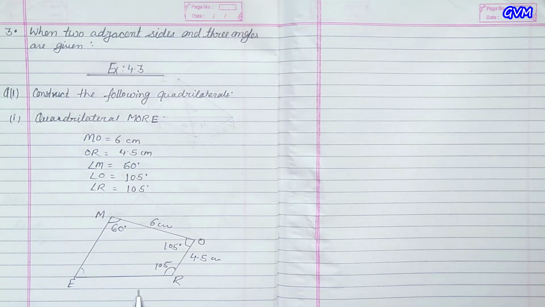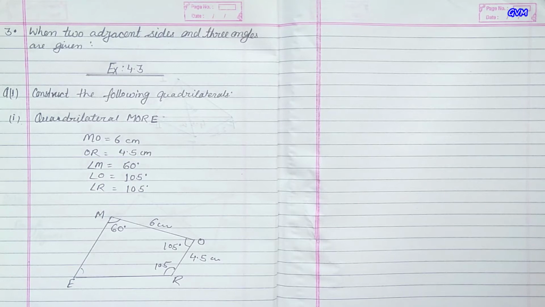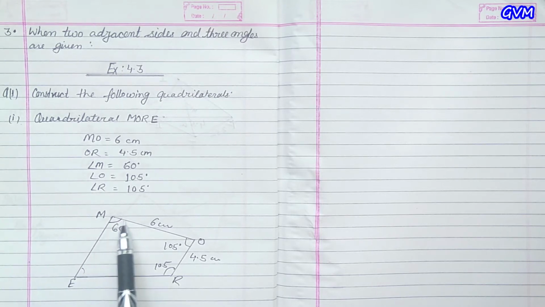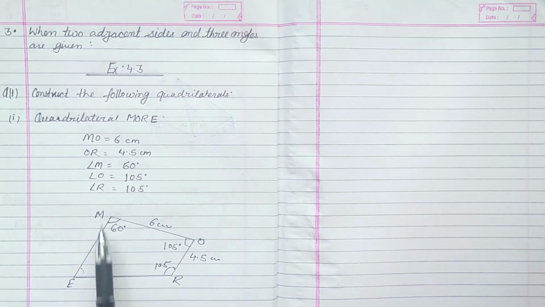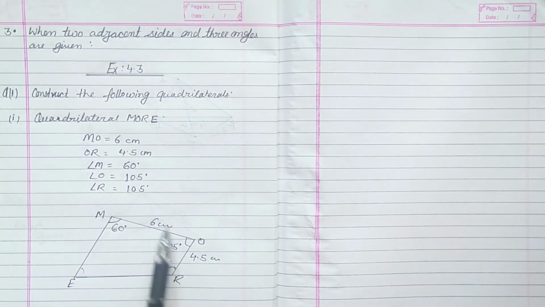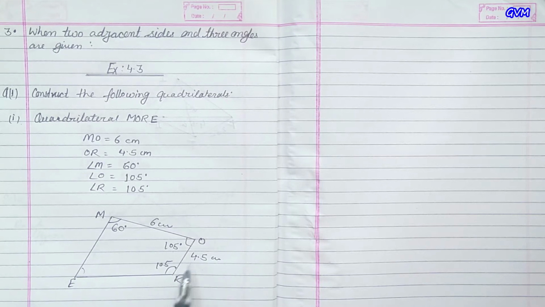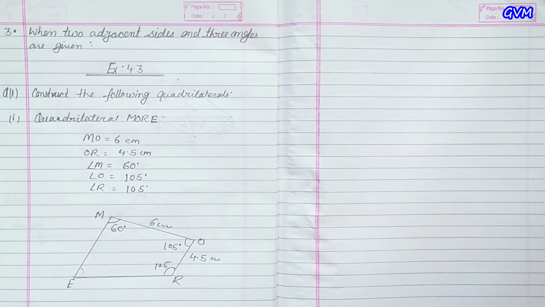So firstly we will draw a rough diagram, which I have drawn already. So this is a rough diagram MORE. In this diagram, the angle M is 60 degree, angle O is 105 degree, angle R is 105 degree, and OR is 4.5 and MO is 6. These 2 sides are adjacent sides. Okay, so this is the rough figure. Now we will construct the figure with real measurements.